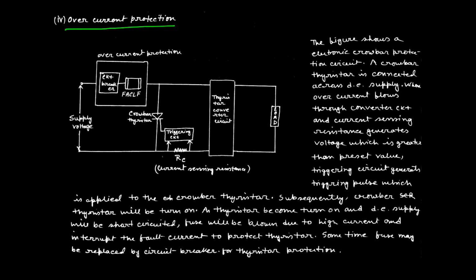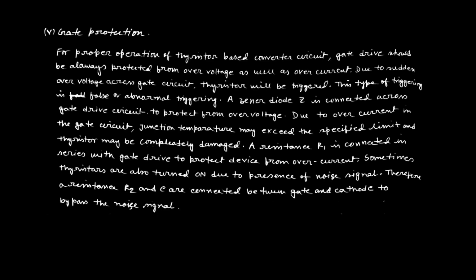Now, the last protective circuit is for the gate. In this case, the protection of the gate is connected actually like a diode. That means cathode to gate, that is junction J3, is there. Okay.